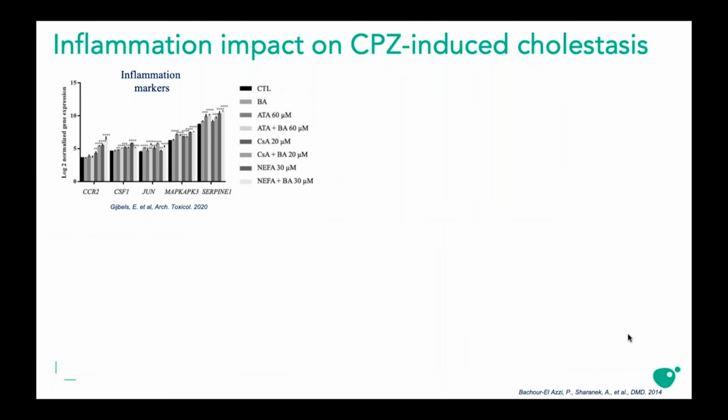Recent studies have shown that bile acids might induce liver cell injury in an inflammatory context, and that inflammation can be a feature of cholestasis. Indeed, expression of genes involved in inflammatory response was enhanced in HepaRG cells exposed to cholestatic drugs, both in the presence or absence of bile acids. Thus, we aimed to question whether inflammation is an important factor in chlorpromazine-induced cholestasis or not.